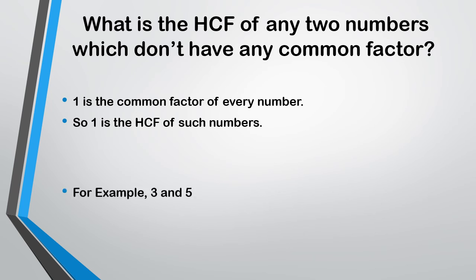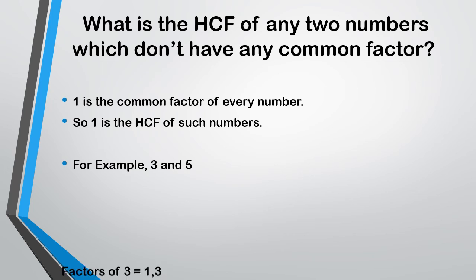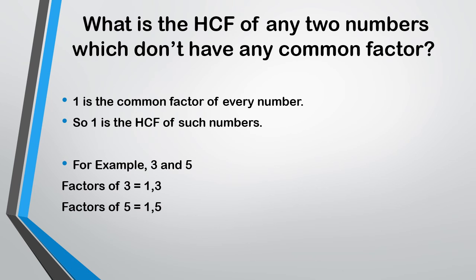Let's see one example. 3 and 5. Factors of 3 are 1 and 3. 3 comes in the 1 table and the 3 table. Then factors of 5. 5 comes in the 1 table and the 5 table. So only 1 is common here. So the HCF is equal to 1.